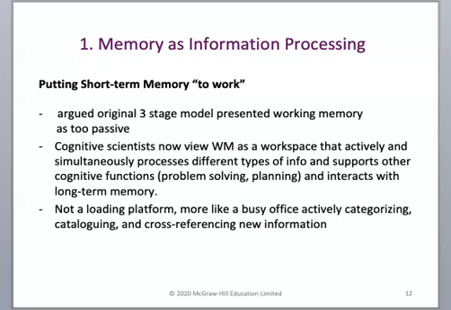Putting short-term memory to work. The first three-stage model that we talked about earlier in this video, cognitive scientists now consider that model to be presenting memory in a passive way. What they're saying is that working memory is more of a workspace where it actively and simultaneously processes different types of information and supports other cognitive functions. I'm sorry if that sounded bad.